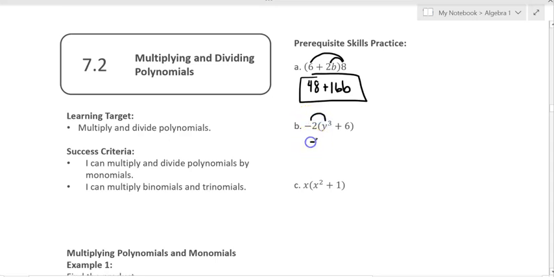All right, so like on this one, the -2 is going to get distributed. So -2 times y cubed is -2y cubed. -2 times 6 is -12. And that's our answer there.